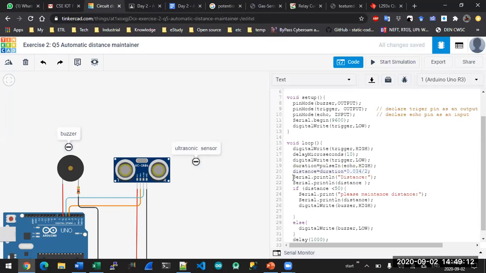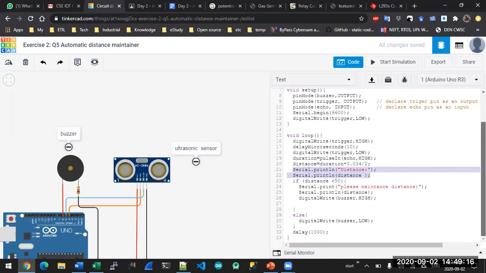So we are just printing the distance here, and then we are checking if distance is less than 50, please maintain distance. And we are printing the distance also and making the buzzer high. And else we are making the buzzer low, so it will be turned off. So it is very similar to the previous experiment.